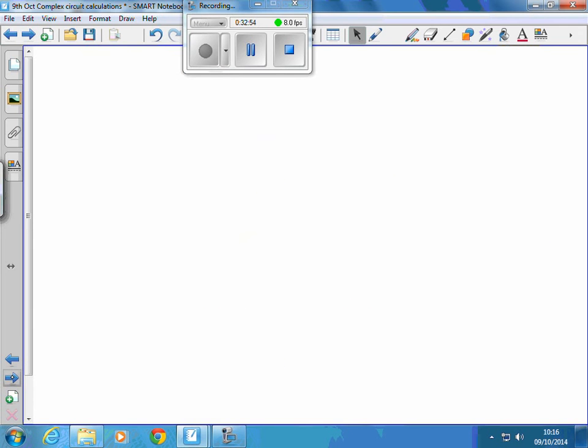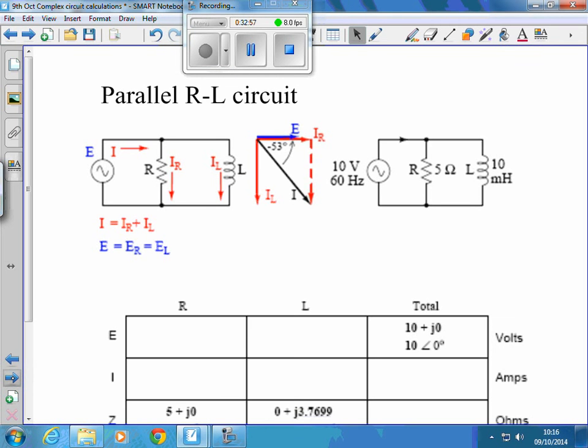Moving on swiftly, we could do exactly the same thing with a parallel circuit. What I'd like you to do is see if you can calculate. We've got 10 volts applied. There's our voltage. We've made that the reference phasor this time because it's common to both components. We've got a 5 ohm resistor in parallel with a 10 millihenry inductor.